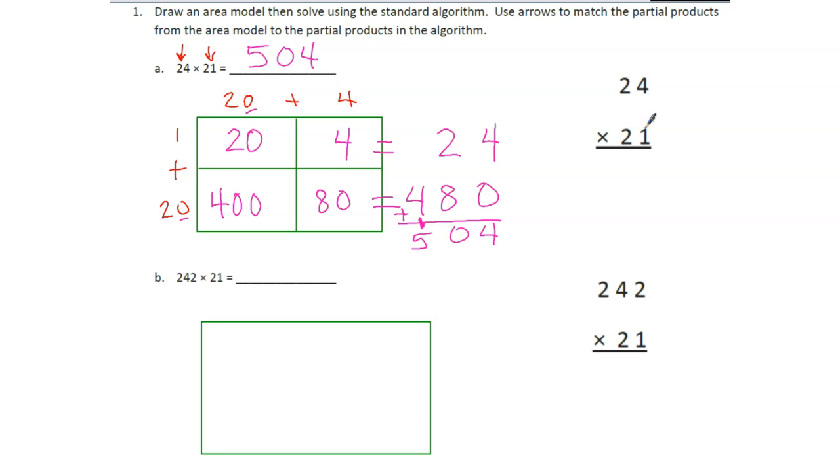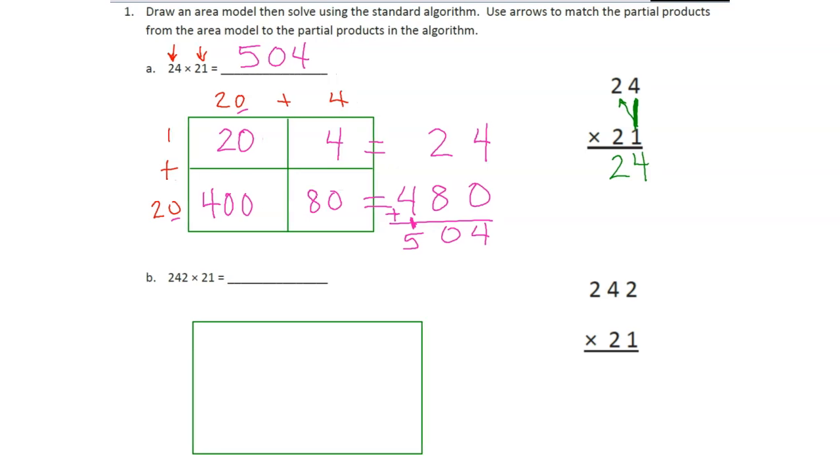So in my area model, I'm going to use the distributive property to distribute my 1 to this 4, and then I'm going to distribute my 1 to this 2, which is really 2 tens, because it's 2 in the tens place. So let's go ahead. 1 times 4 is 4. 1 times 2 tens is 2 tens. So that's how I get my 24. Similar to here, 24. And it says use an arrow. Let's use a better arrow than that. We can see that our partial products match up here.